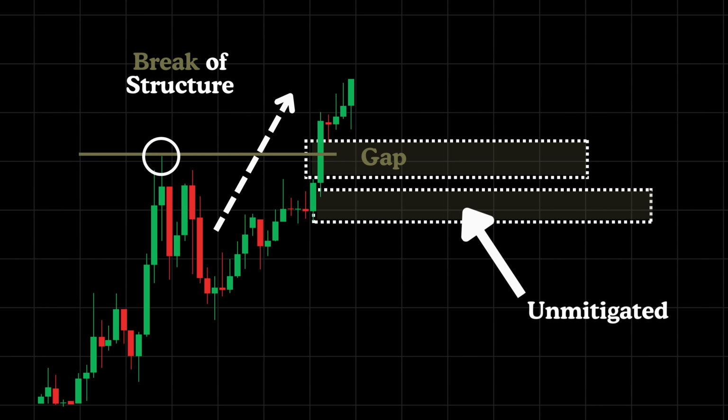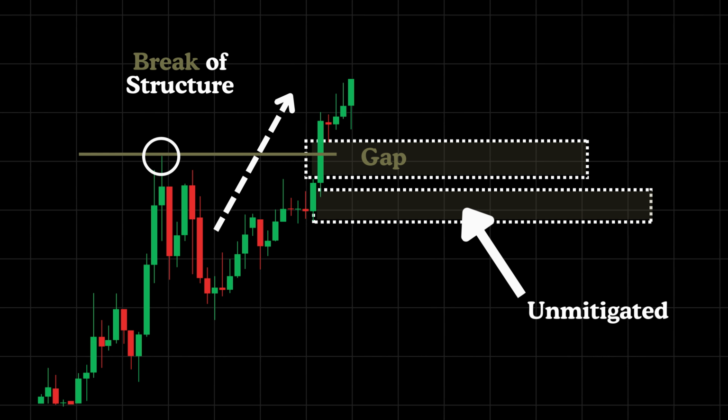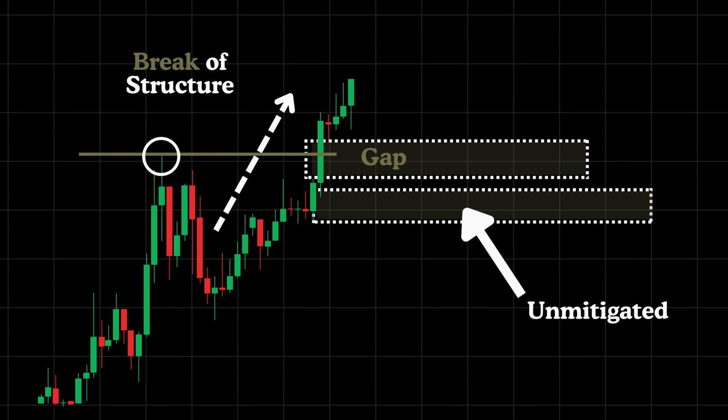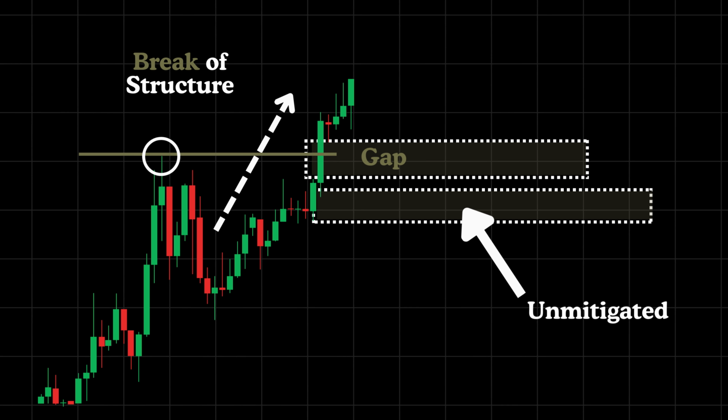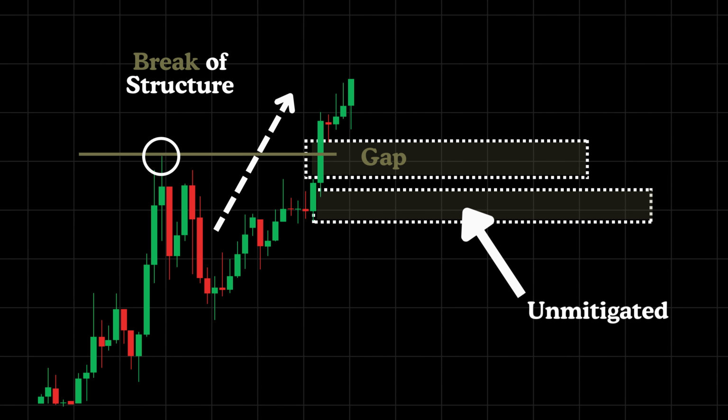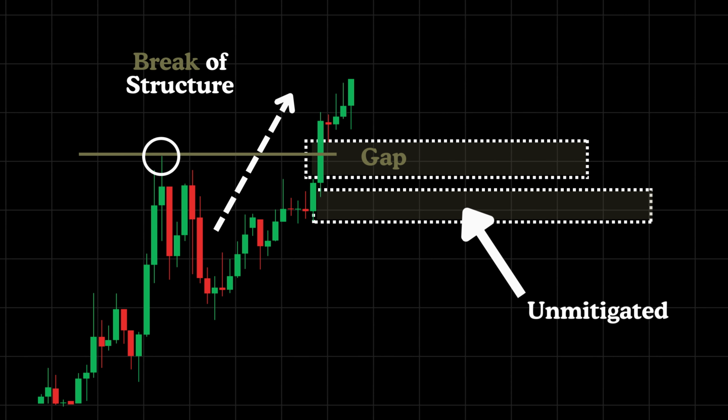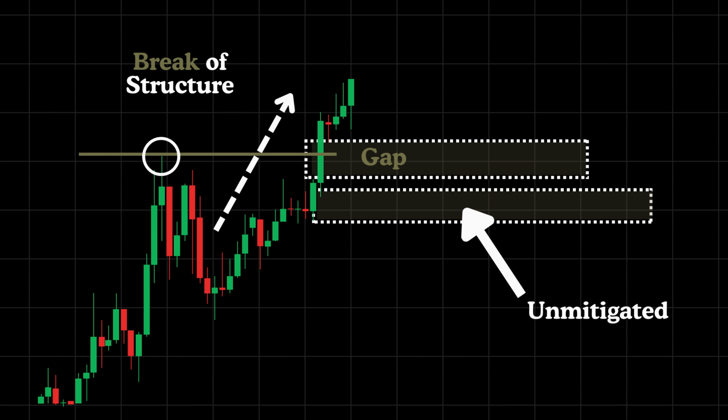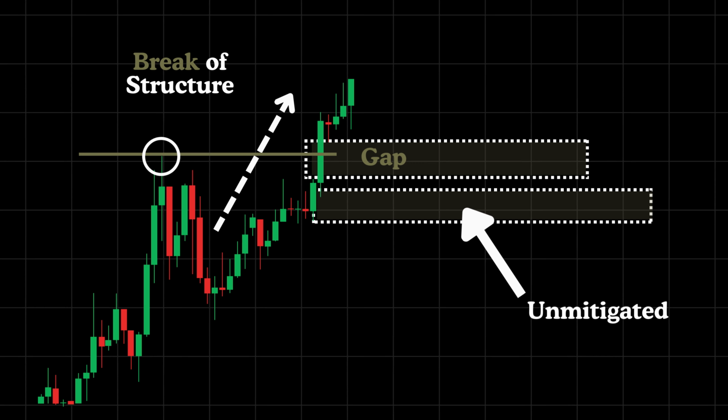The fact that it remains untouched increases the probability of a strong reaction since institutional orders are most likely still resting there. When all three conditions are met, inefficiency, break of structure, and an unmitigated zone, we have a textbook order block that can be traded with confidence.